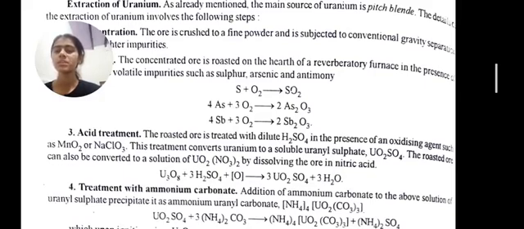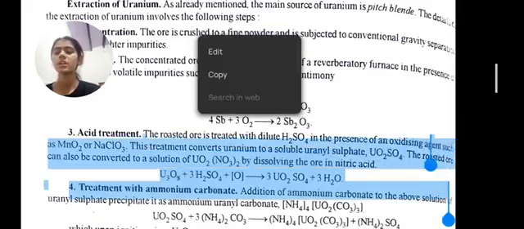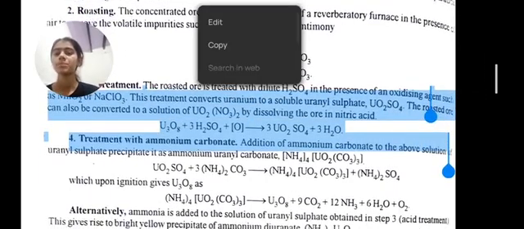This treatment converts uranium to a soluble uranyl sulfate. The roasted ore can also be converted to a solution of UO2(NO3)2 by dissolving the ore in nitric acid.